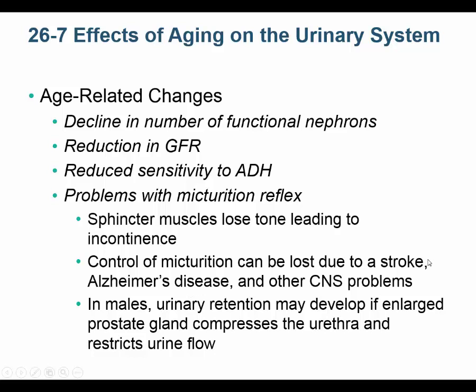Some age-related changes. First of all, we damage glomeruli throughout our lifetime, and you don't even see a change in the urinalysis results in the lab until you've damaged over half of your glomeruli, half of your nephrons. But because you damage your nephrons throughout your lifetime, you have a reduction in glomerular filtration rate. That's one thing that happens as you get older. Another thing is you make fewer ADH receptors, so you have a reduced sensitivity to antidiuretic hormone. We just talked about the sphincter muscles in incontinence. That happens as you get older.